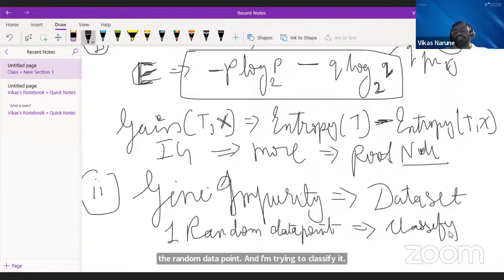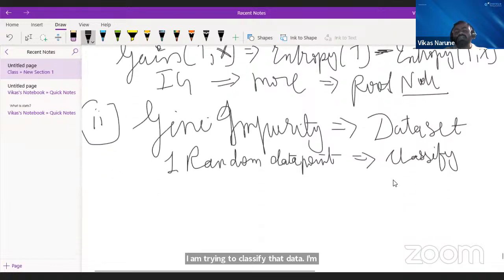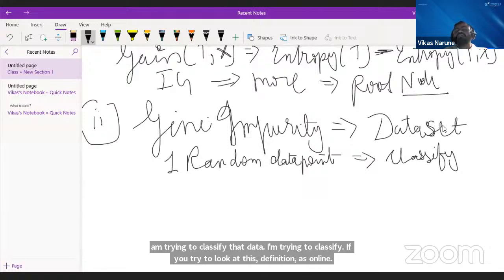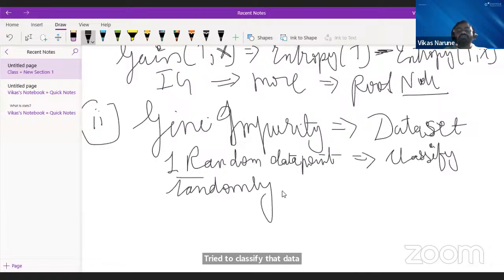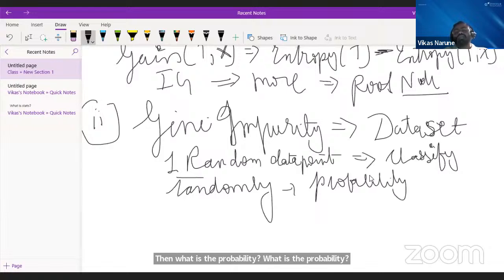If you look at this definition, guys, online also you'll find a similar definition, but I am trying to make it very simple for you. Let's imagine you have a data set. Out of that data set, if you choose one random data point and try to classify it randomly, then what is the probability that it will get misclassified?